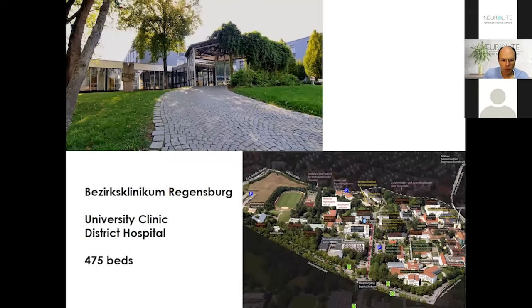I'm working at the Bezirksklinikum Regensburg, a district hospital, but also a university hospital, which means we have a large hospital with almost 500 beds, with the task to take care of the inpatient treatment of the whole district. That means we have a non-selected patient population in our clinic. All psychiatric patients of the district that need inpatient treatment come to our clinic.